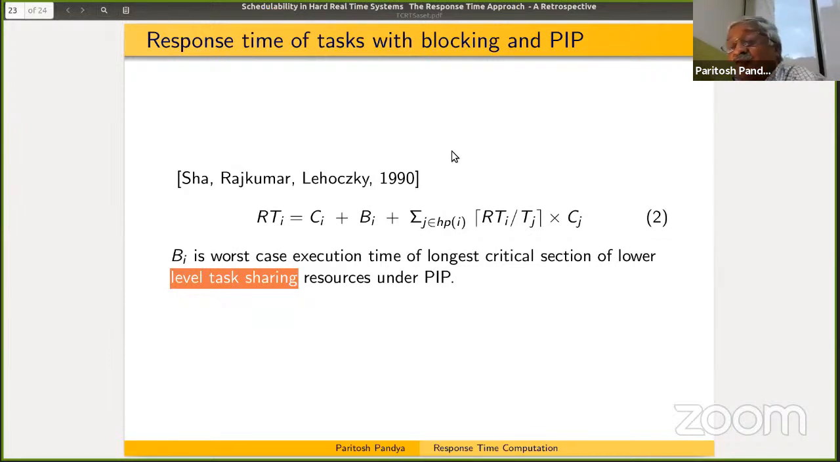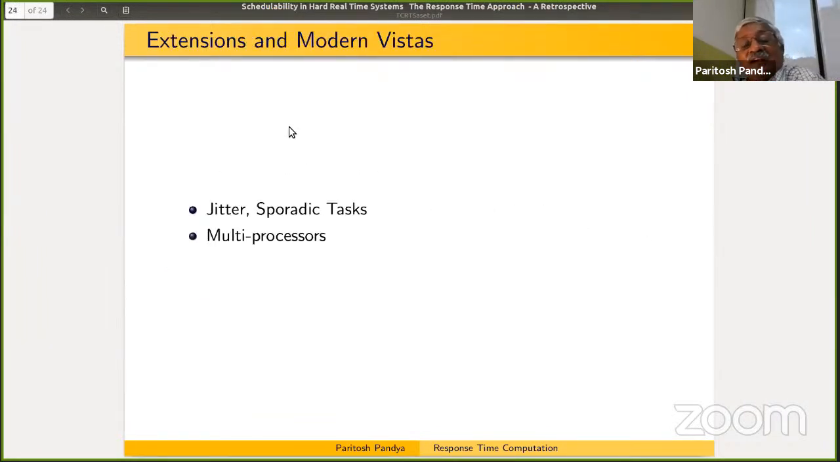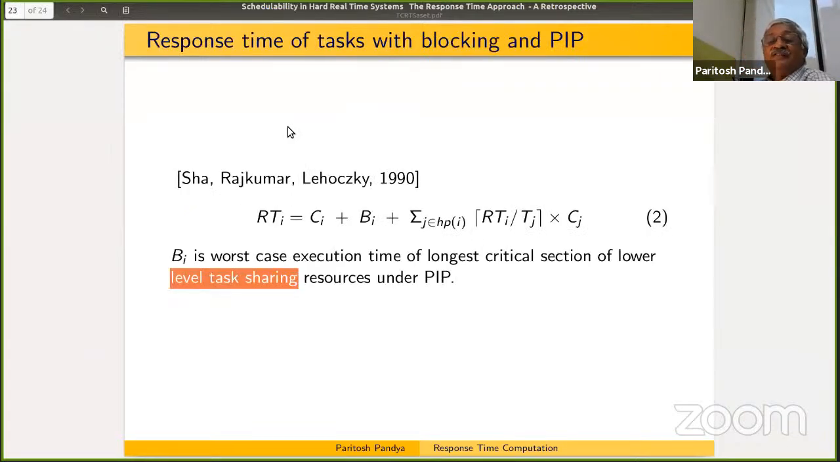So you can see that the response time approach handles more complicated scenarios, and actually it has been extended to further complicated situations like jitter or sporadic tasks, unplanned interrupts, or even multi-processor scheduling. So all I would say is that this response time approach, which we proposed and many people took up and enhanced, is there.